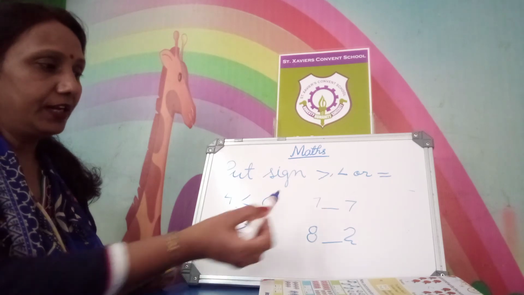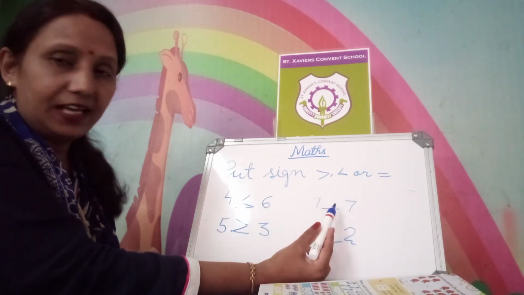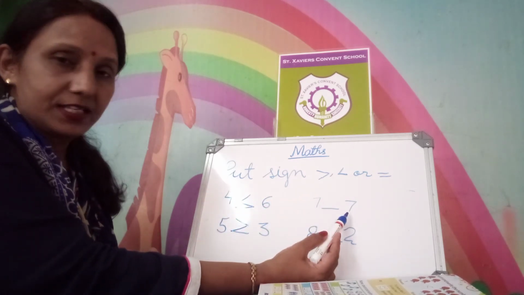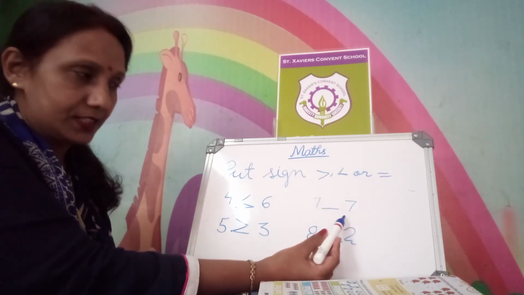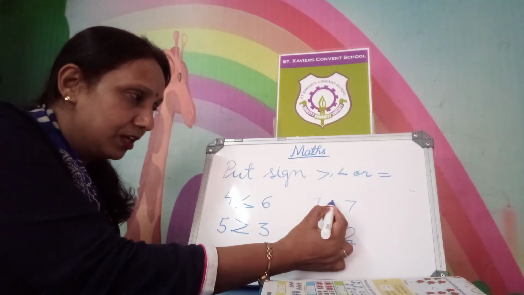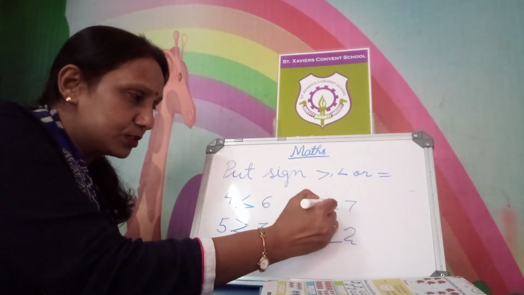Got it? Now here you see 7 and 7. Equal digits. No more, no less. Both the sides equal digits. So here you will put the sign of equal to.